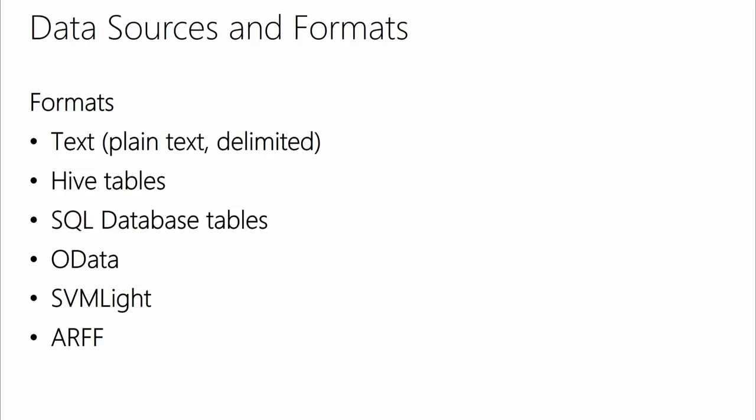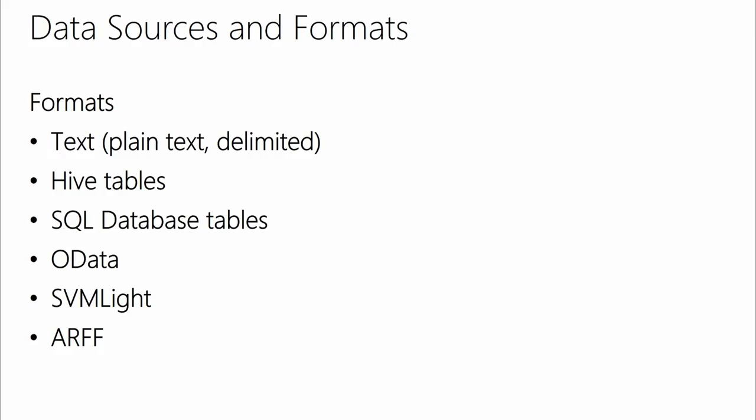So on my screen here, I have some typical formats you may deal with as a data scientist. Most of the time, if you're just experimenting, testing algorithms or models or whatever you've got, graphics, you're going to be working with text data. It could be just plain text files. It could be delimited. For example, the comma delimited file, CSV file, is pretty ubiquitous.